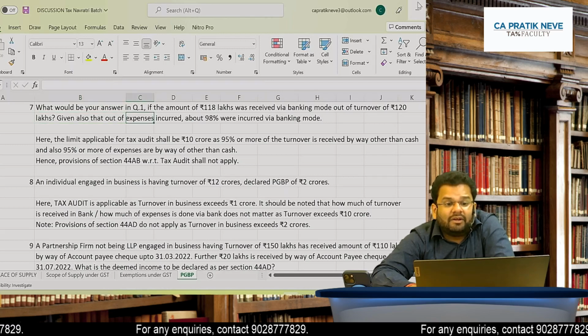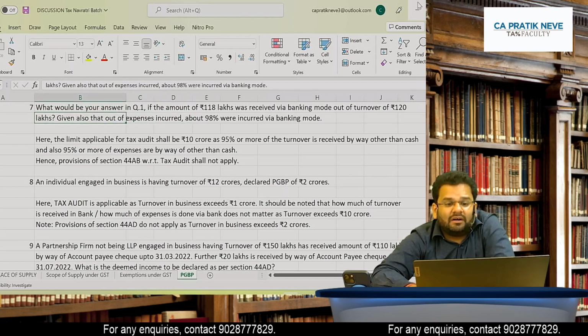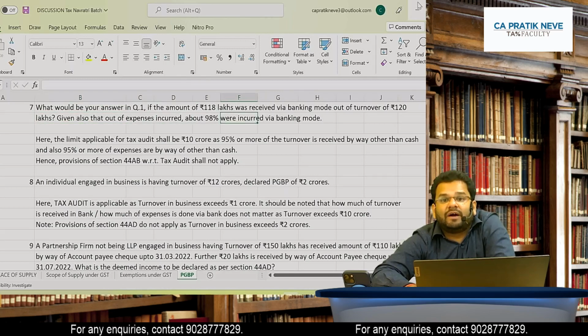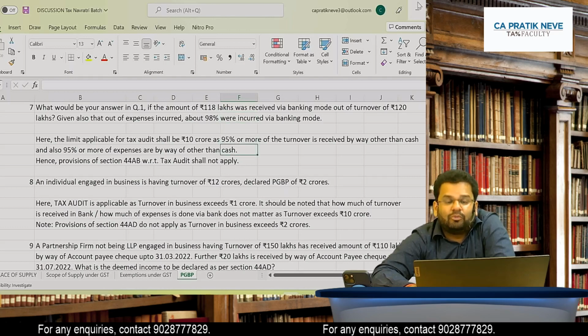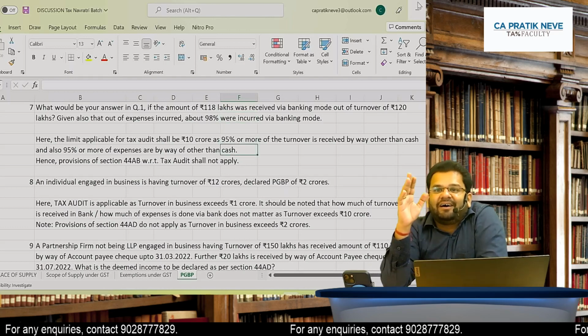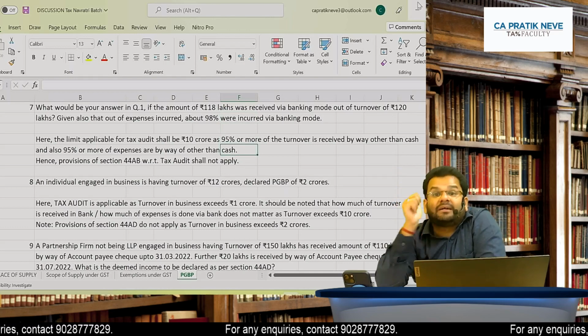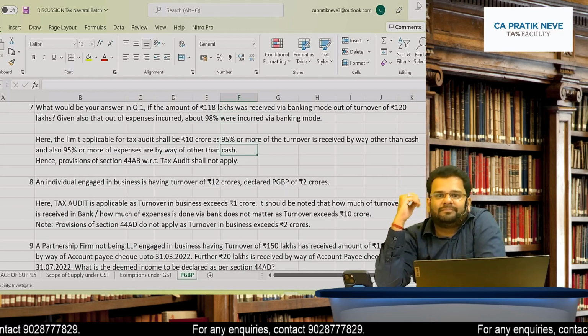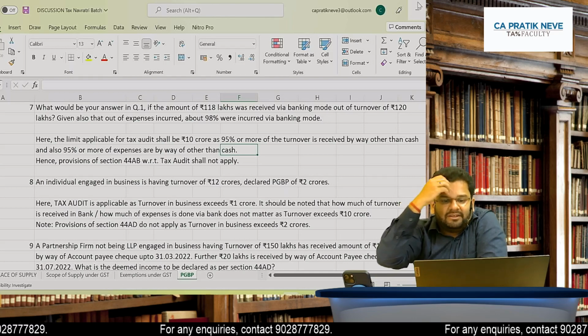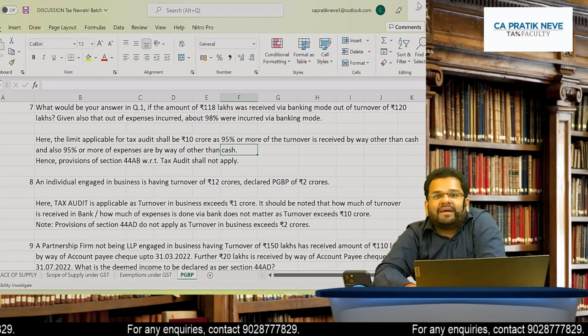And given also that out of expenses incurred 98% were incurred via banking mode. तो बहुत अच्छा है. आपको अब कौन सा लिमिट अप्लाई होगा टैक्स ऑडिट के लिए? 10 CR वाला लिमिट अप्लाई होगा. एग्रीड? सो टैक्स ऑडिट विल नॉट अप्लाई.